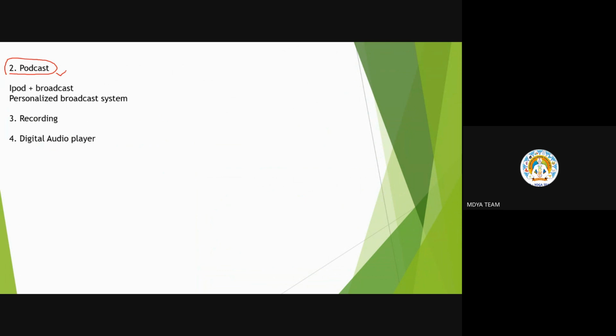A podcast is a personalized broadcast system in which a small communication is happening, not exactly one-to-one. There is a mic set up, and there is a host and a guest. The host asks the questions, and the guest needs to answer those questions.